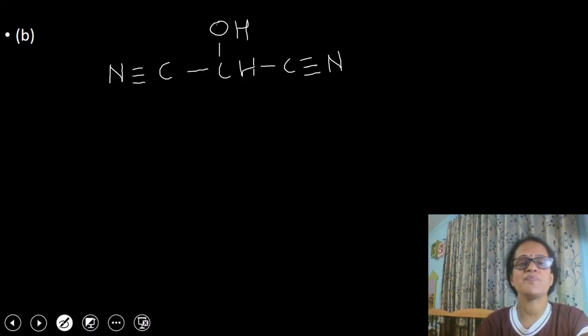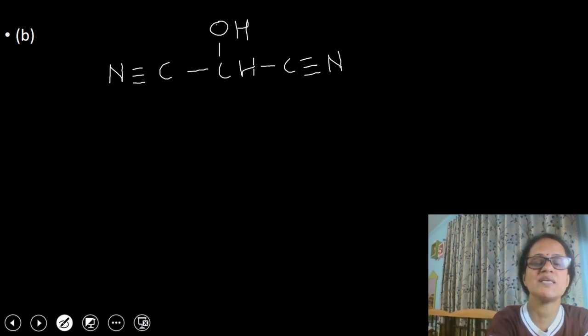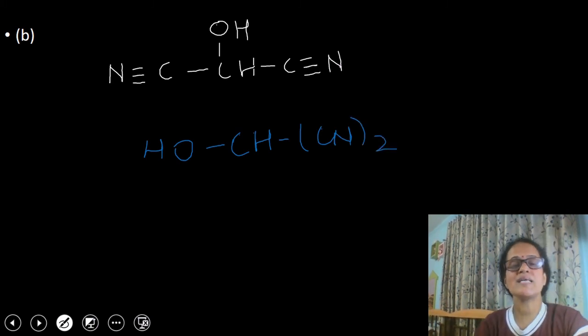Then the next one is N triple bond C CH OH C triple bond N. So what you will write on this: you have CH, OH, you have CH, and this CH is attached to CN taken twice. So this is the condensed structure. Now how to write this condensed structure into a bond line structure?